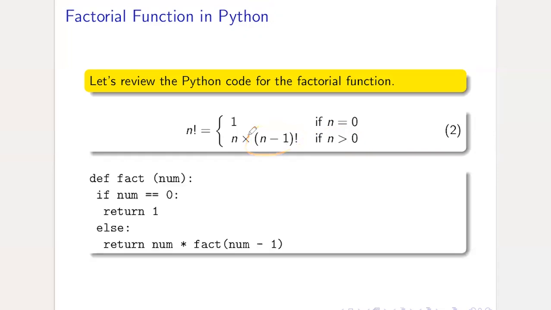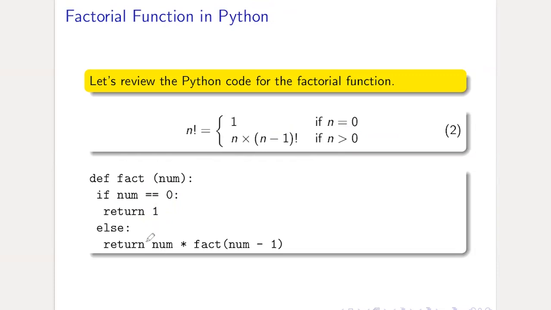Implementing this in code, here I have defined a function called fact, passing the parameter num, and I have an if else conditional structure to do the computation. Here I will check the base case. If the parameter is equal to 0, I will take the result as 1 and I will return the result.